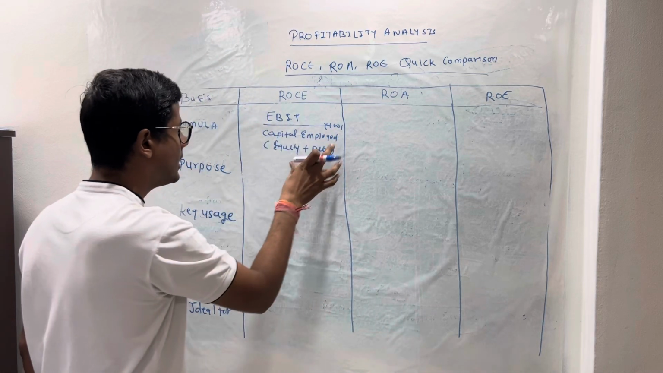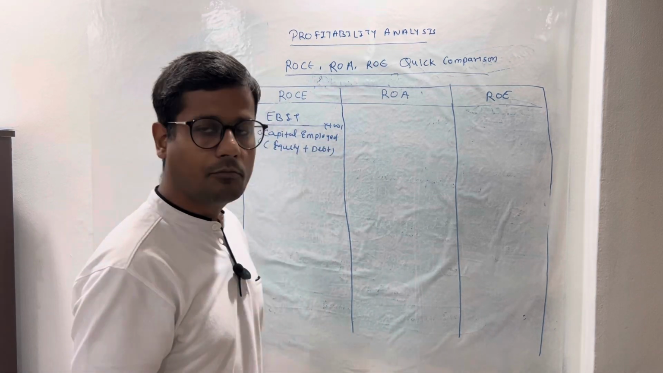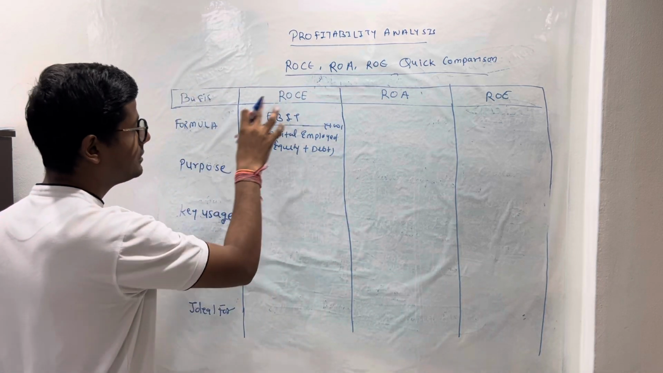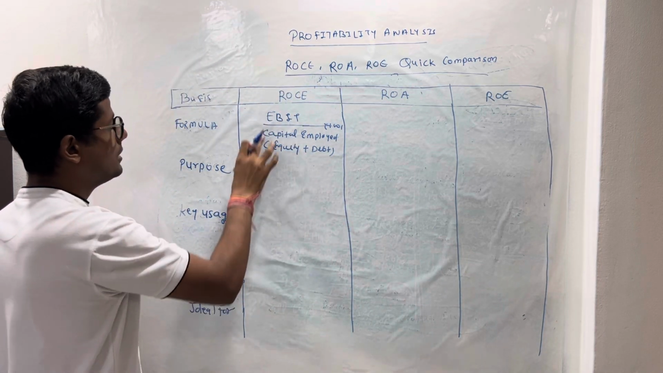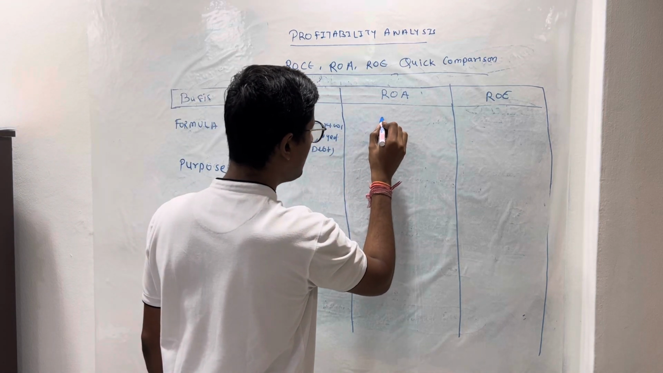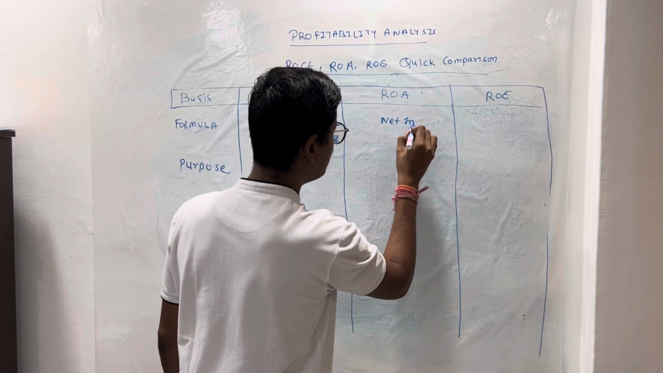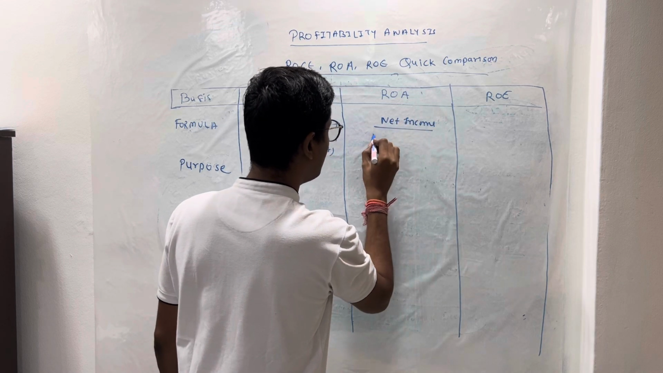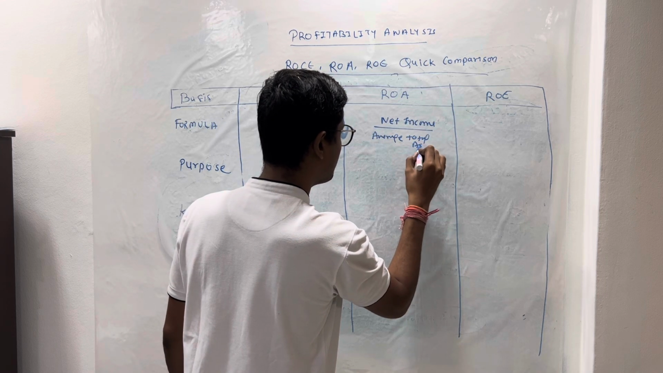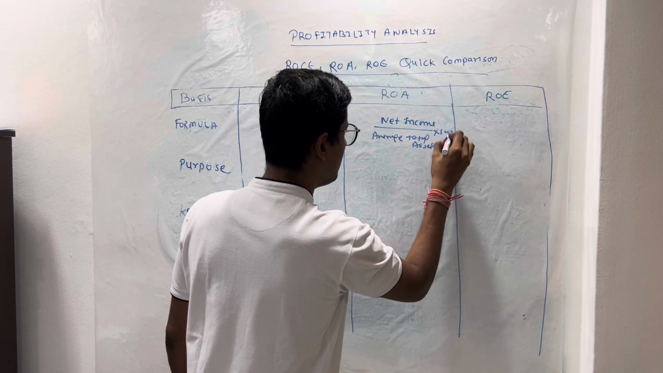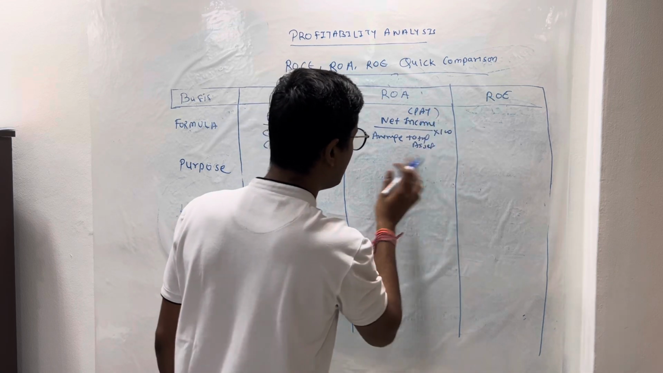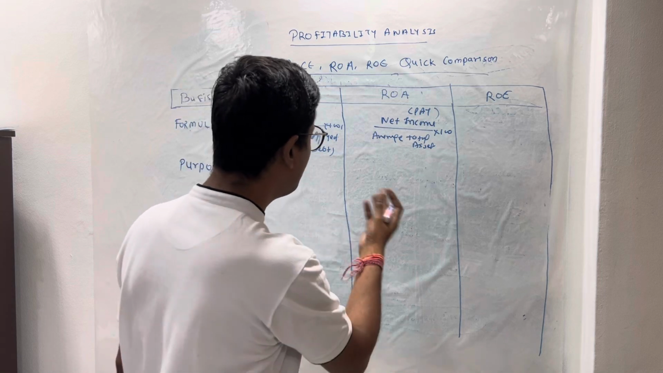This is just the basic formula I am writing. If you need a detailed understanding, please go through my previous videos about ROCE in detail. But here I am just writing a very high level summary. ROA formula is net income divided by average total asset, multiplied by 100. Net income means PAT. PAT divided by average total asset multiplied by 100. That's our formula for ROA.